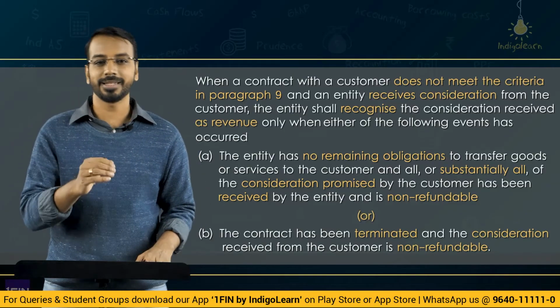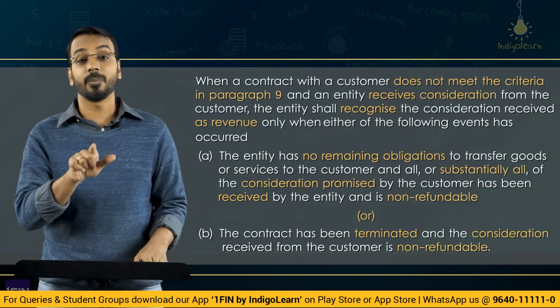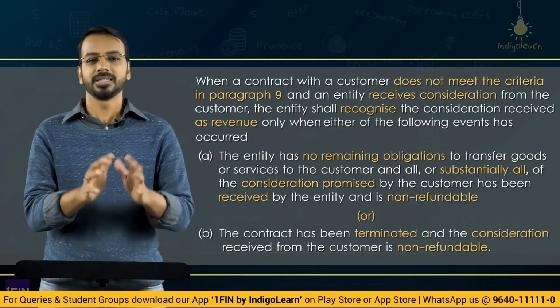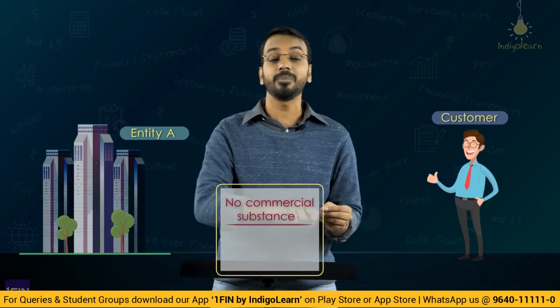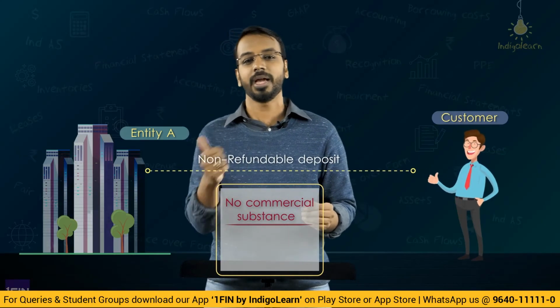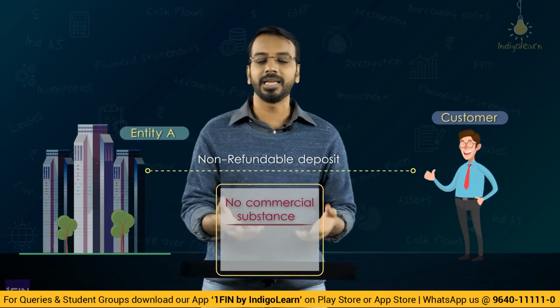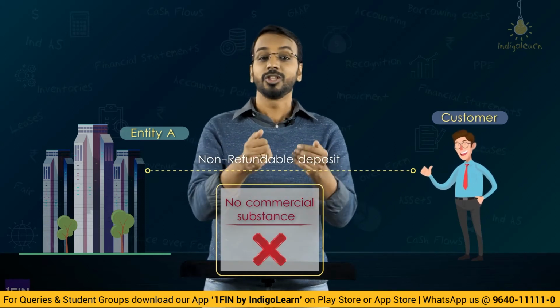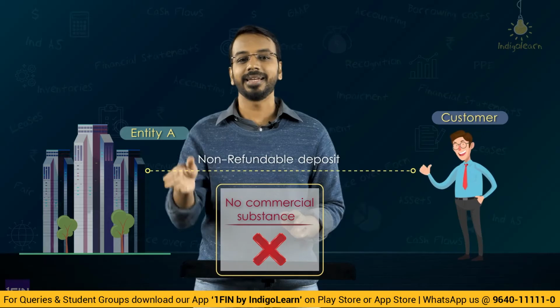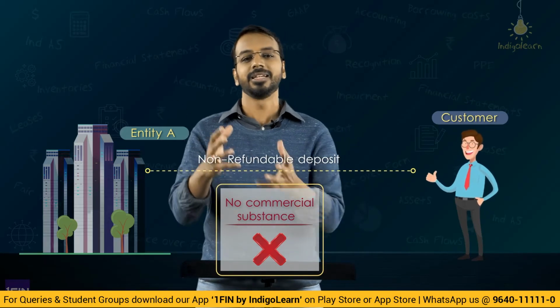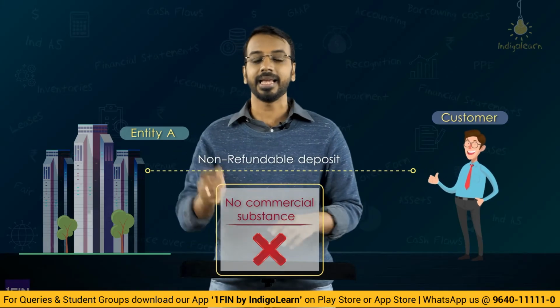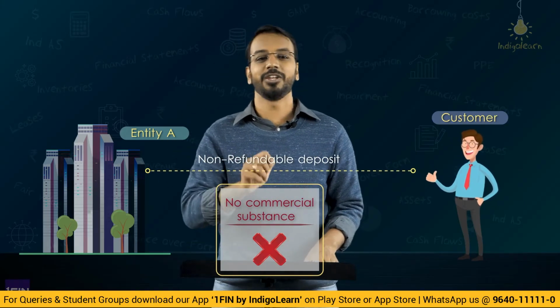Now, you will be able to understand this better if I link this with the commercial substance related criteria. Say for example, the contract between the entity and the customer does not have commercial substance, and the customer has paid some non-refundable consideration to the entity, and subsequently the contract is cancelled. And entity A is not required to refund the amount paid by the customer. In that case, the amount that has been received by entity A can be recognized as revenue.